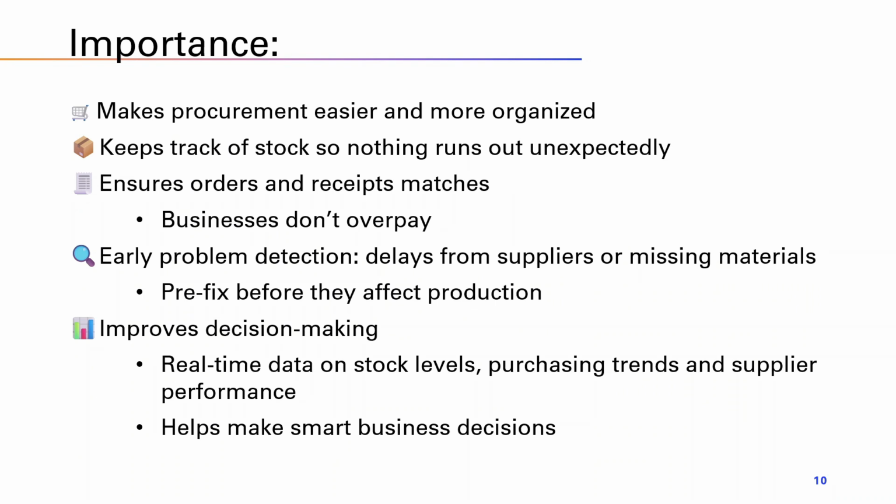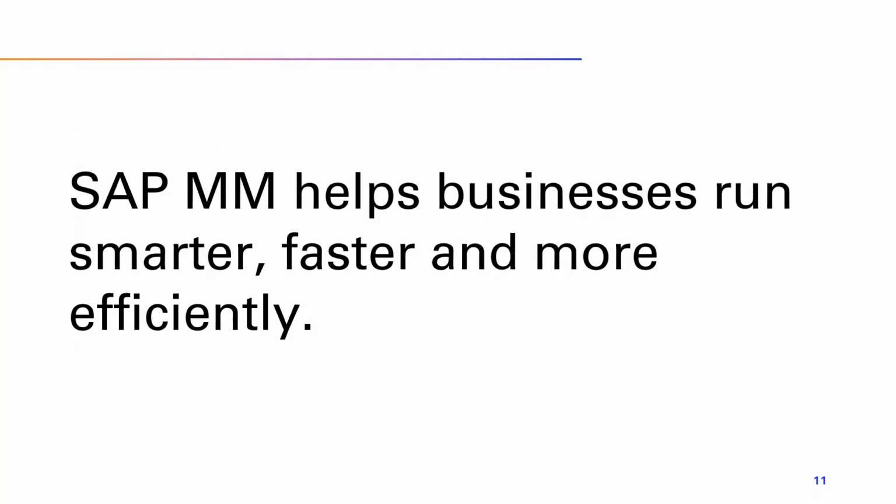Why is SAP MM important? It simplifies procurement, ensuring stock is always available, prevents overpayments, detects suppliers' issues early, and supports better decision making through real-time data on stock levels, purchasing trends, and supplier performances. Ultimately, SAP MM helps businesses run smarter, faster, and more efficiently by managing purchasing and inventory so material flows smoothly through the organization.